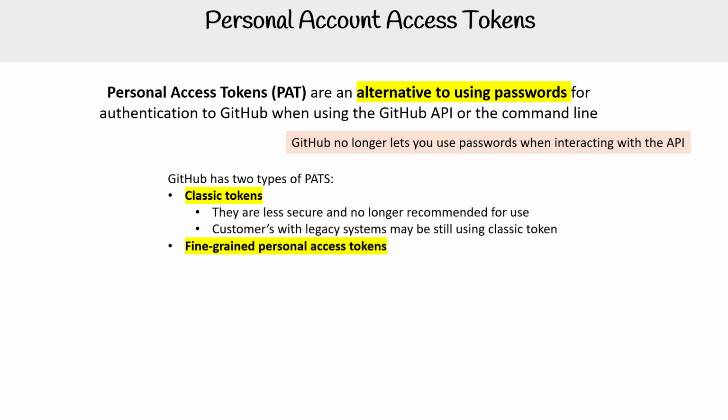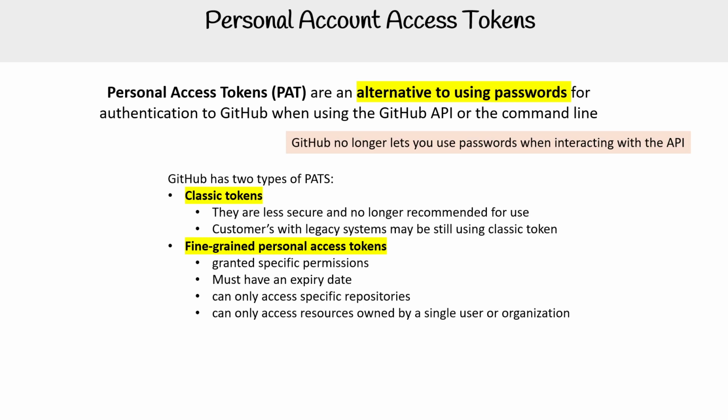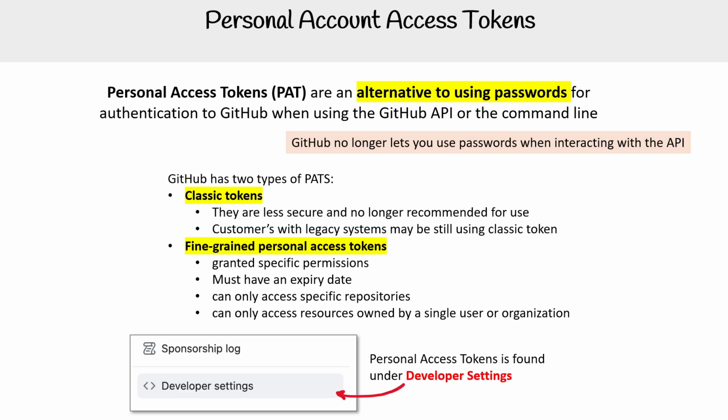Then you have fine-grained personal access tokens. These grant specific permissions, and they must have an expiry date. You can only access specific repos, or if you want all repos, it'll probably only be read-only. You can only access resources owned by a single user or organization. You can find this under the developer settings.